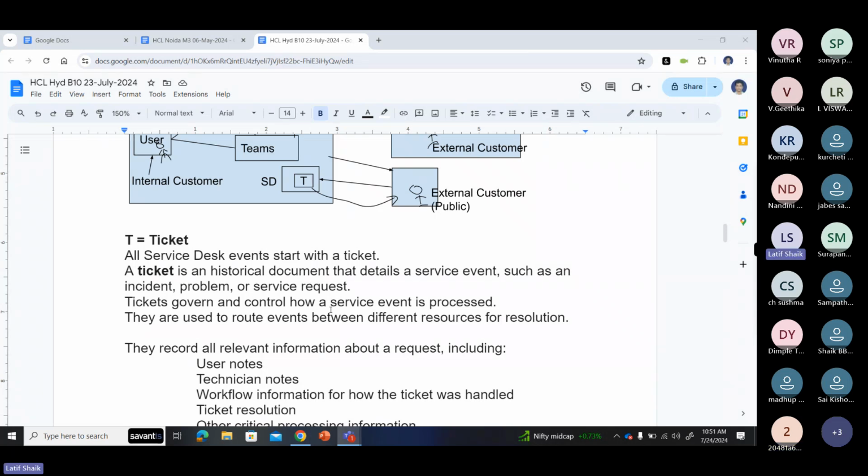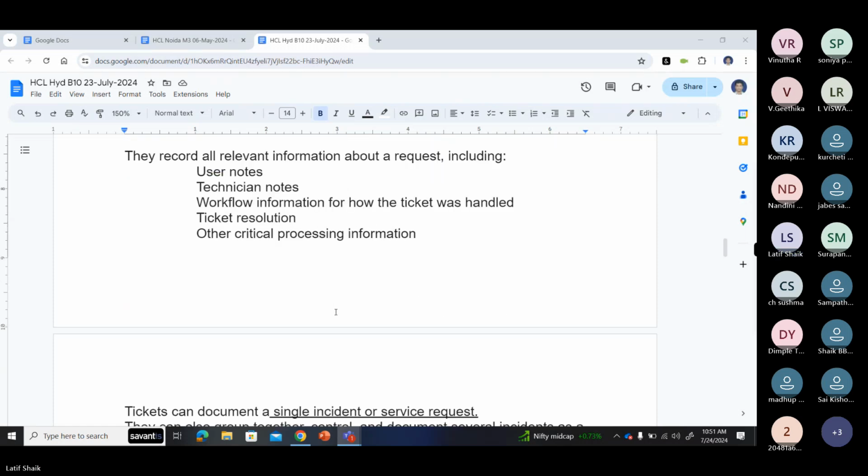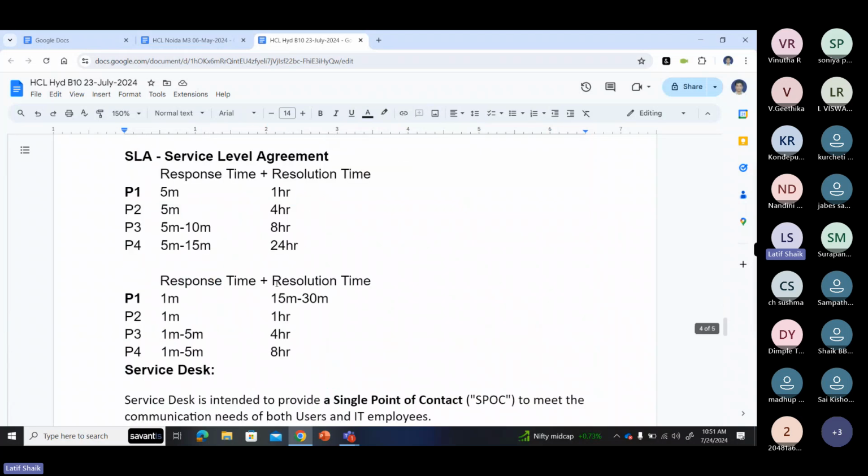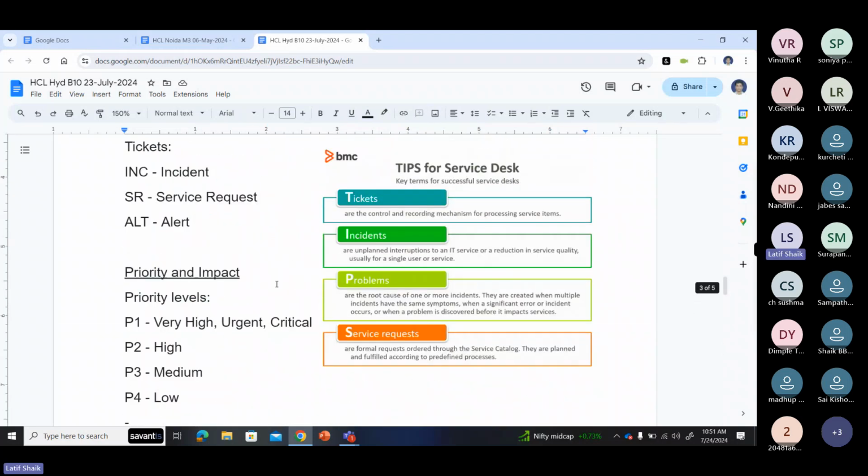Also the technician notes and follow-up actions. And once the customer's requirement is fulfilled, it is resolved. Once it is resolved, we close the ticket. A ticket is a document and it is proof of what the customer required and what resolution we have done. So, simple points. And then we also discussed a few points about service ticket types.